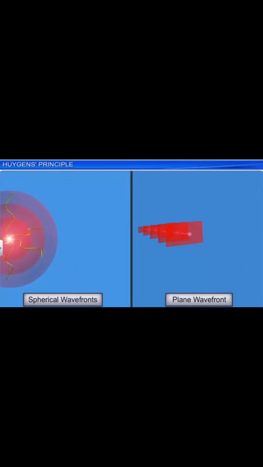Note that a wavefront is a surface of constant phase. If a particular wavefront is a locus of points with maximum amplitude, it continues to be like that as it propagates through the medium.